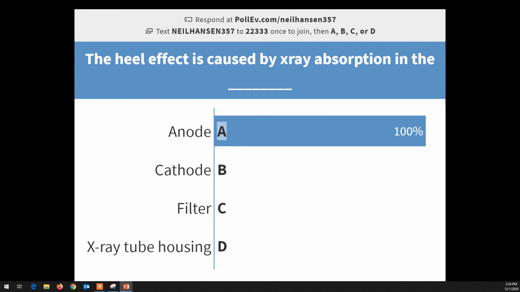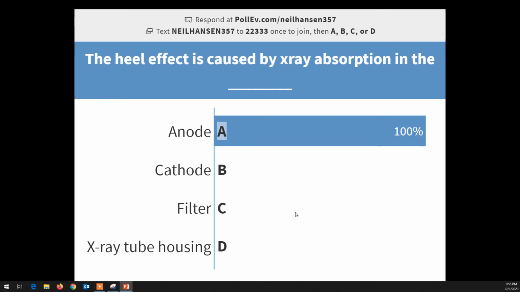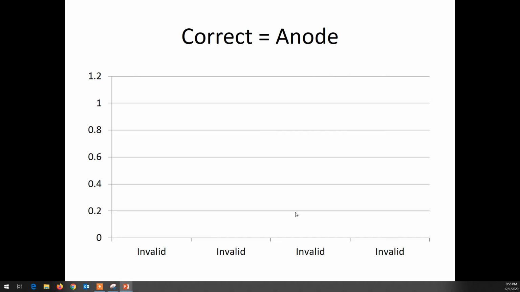The heel effect is caused by X-ray absorption in which of the following? Oh man, I didn't clear out the answers. I'm so embarrassed. Hopefully everyone got this right. The correct answer is anode. All right, anode.